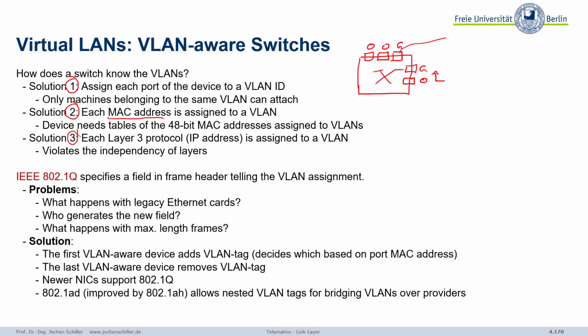The solution is as follows: as soon as there's a VLAN-aware device, this could be the switch, for example, the switch adds this VLAN tag and also removes it. So if you connect a non-VLAN-aware computer to a VLAN-aware switch, the switch can insert this tag. All the new network interface cards support this. And we can even have nested VLAN tags if we bridge VLAN over other providers, so VLANs of VLANs and stuff like this.